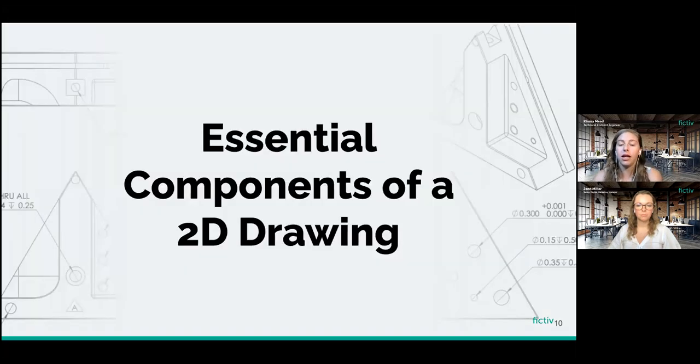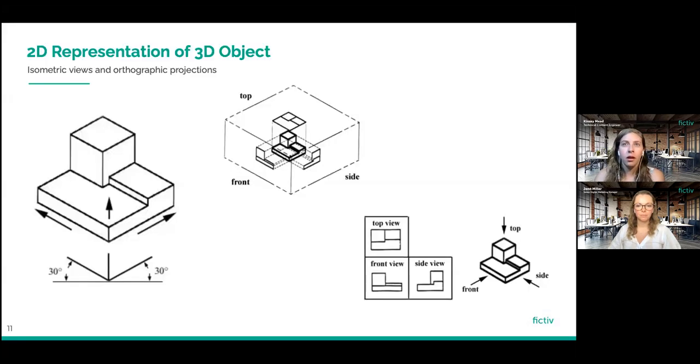So let's get into the essential components of a 2D drawing. First of all, how do we even represent a 3D object on 2D, just on a piece of paper? How are you actually supposed to see what the part is going to look like? We have developed strategies for that. Again, 2D drawings have been around for a long time.